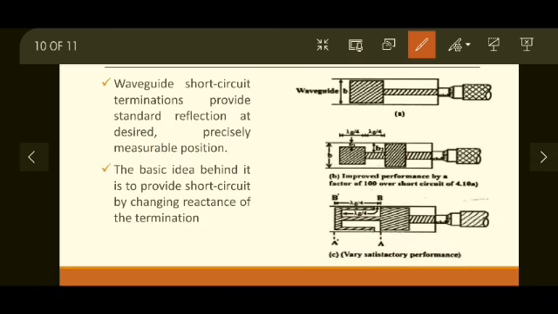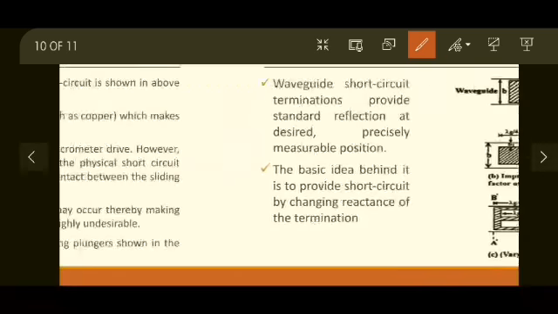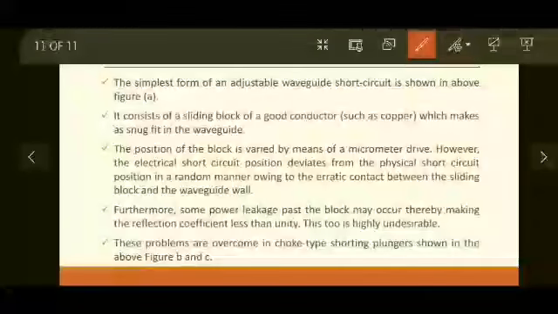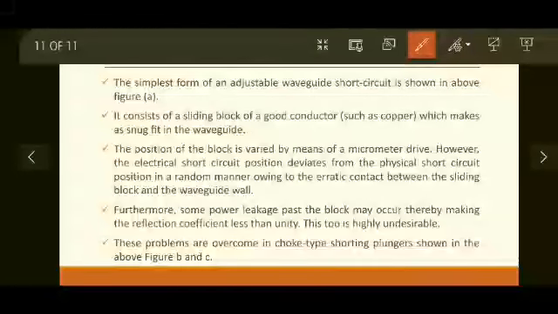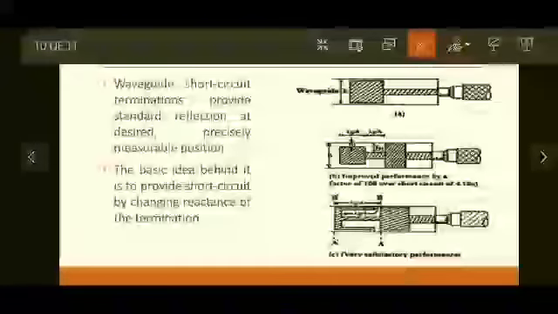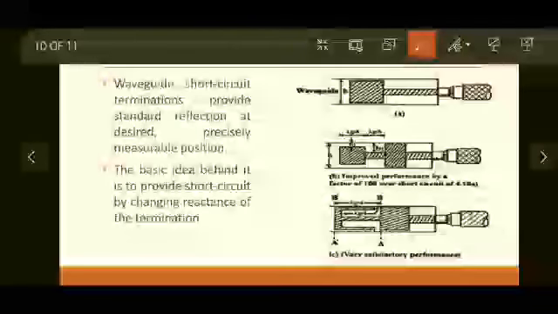The length of the different terminating pads or terminations is also shown, lambda by 4, that is a quarter wave section. And these choke type plungers are used to avoid the problem of the reflection coefficient being non-zero. So to avoid reflections, choke type terminations can be used.